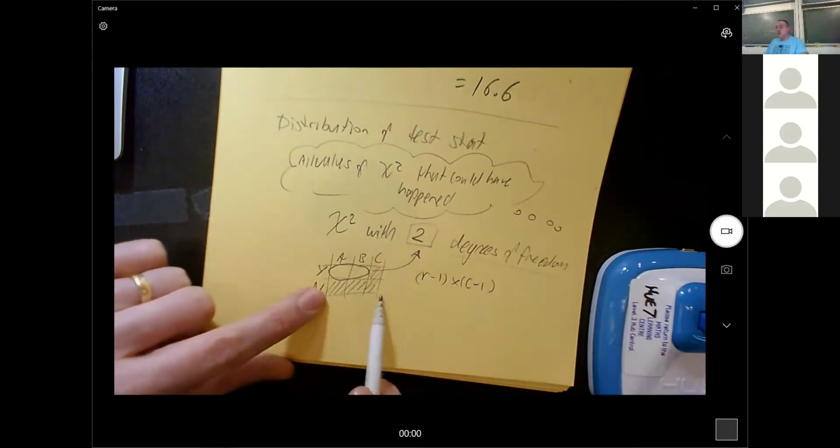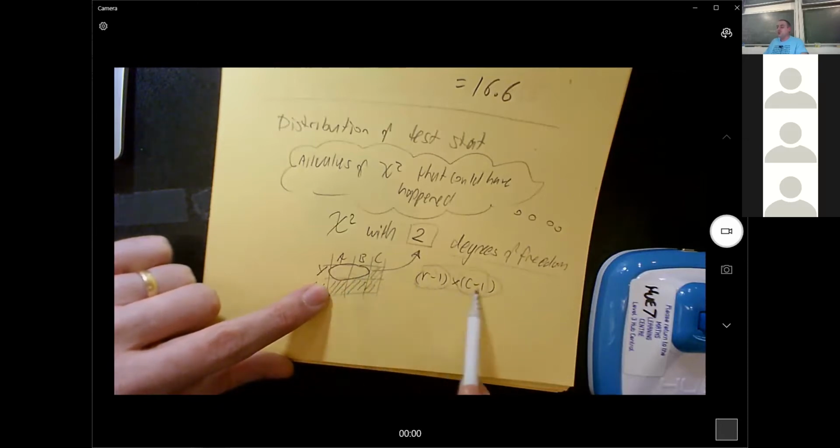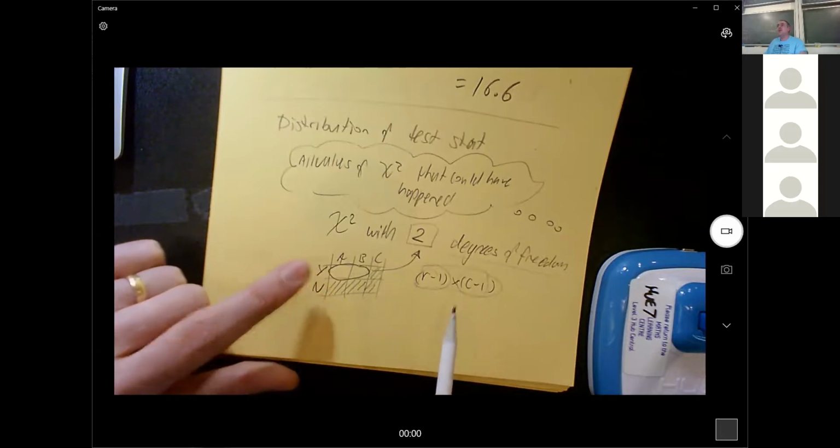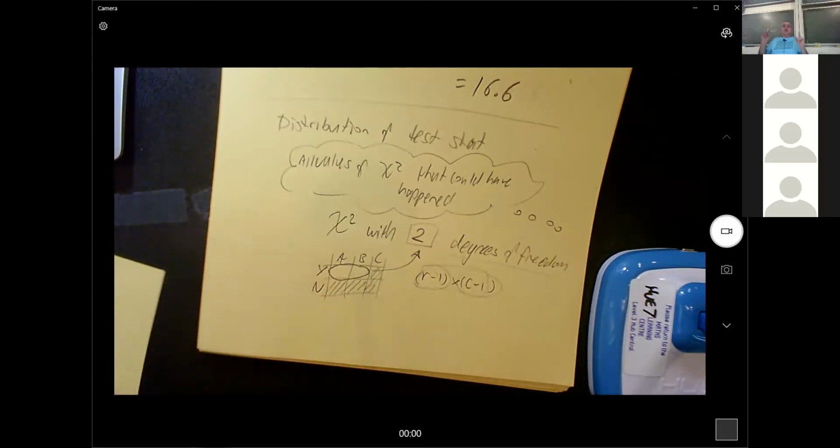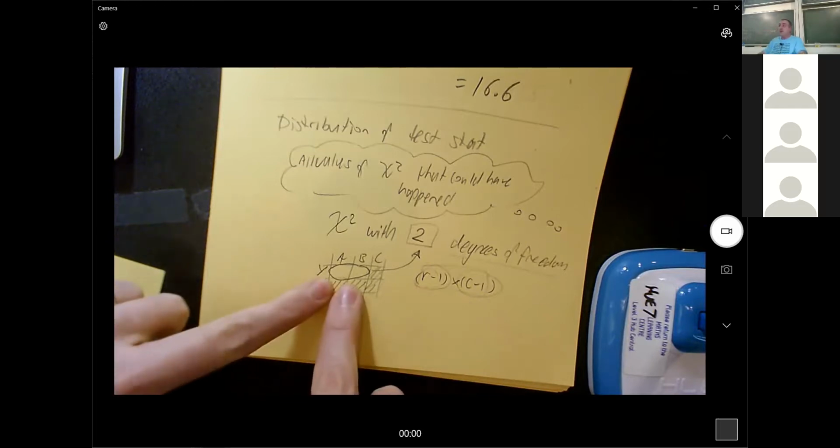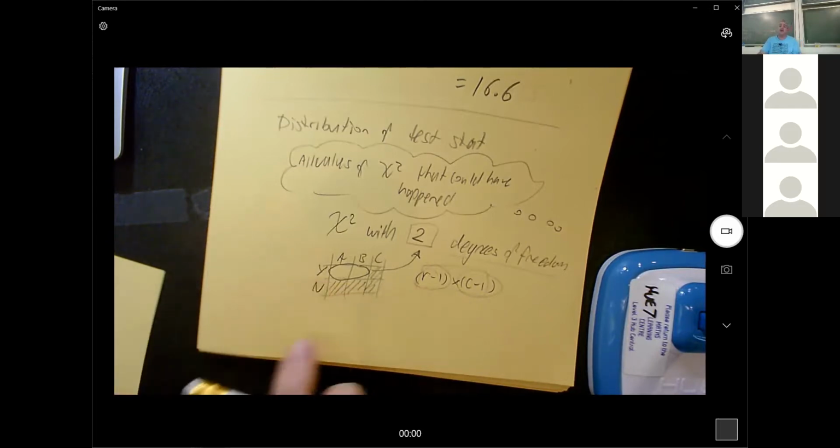I remove 1 row, that's this bit. I remove 1 column, that's this bit, and I figure out the number of boxes left in the corner. That's what you get by timesing them. For some reason, this calculation does not stick in my head very well, but this does. And it's literally the number of boxes you can change before everything else has to be whatever it is.